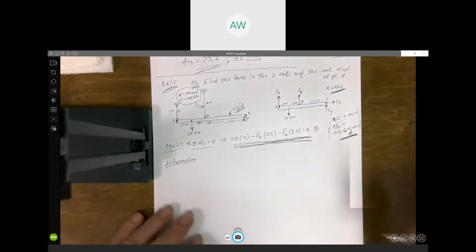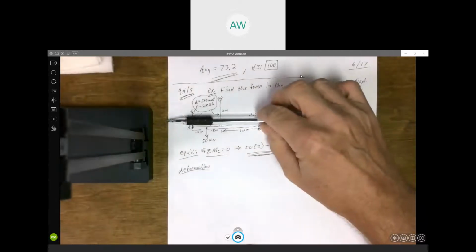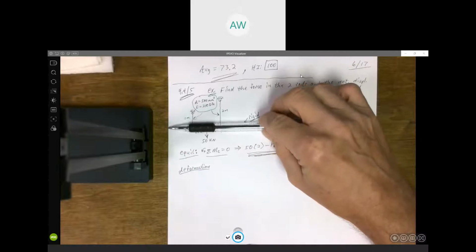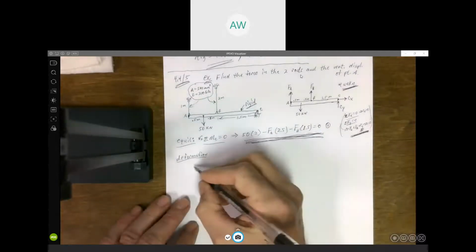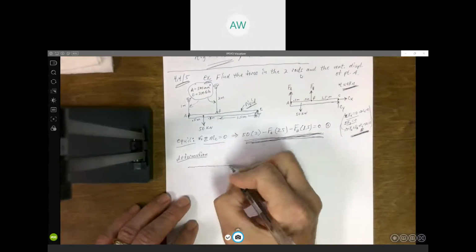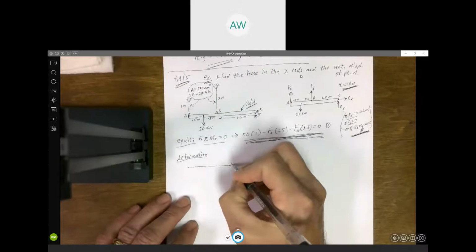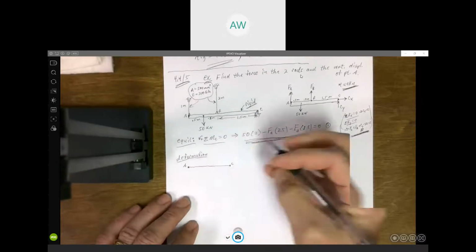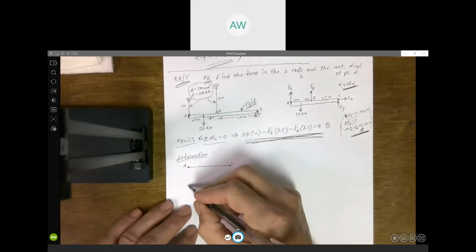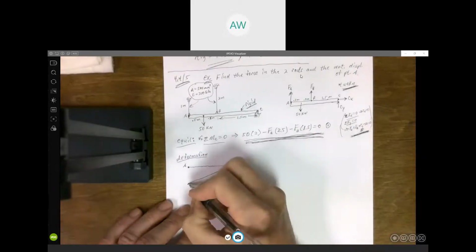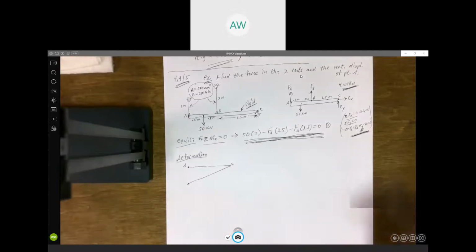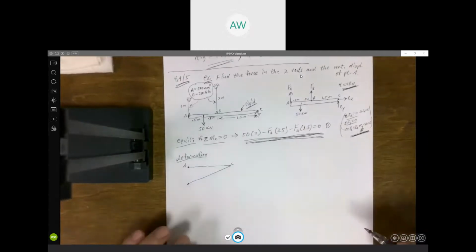All right, so if I mentioned this a minute ago, what's going to happen, this horizontal bar, when we pull down on it, it's going to rotate about that pin at C. And so it's going to start out horizontal, and it's going to rotate, and it's going to stay straight because we're assuming it's rigid.